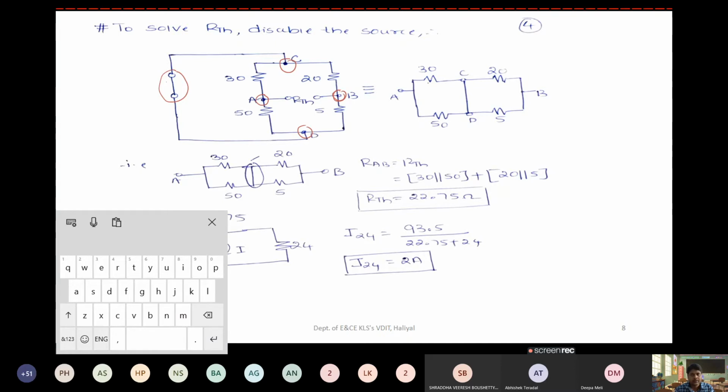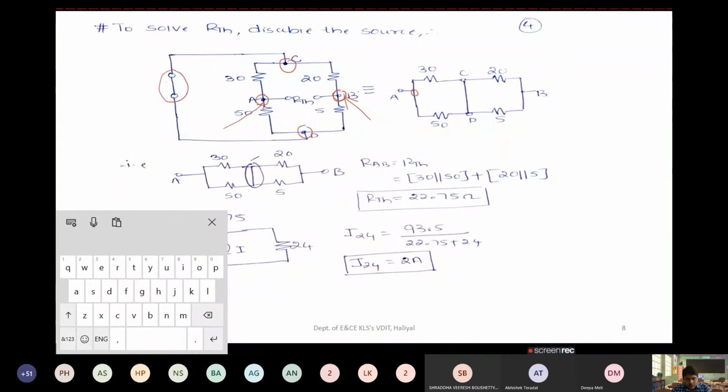You have a 30 ohm resistor. Just write it. And in between C and B, what do you have? A 20 ohm resistor. And in between B and D, you have a 5 ohm resistor. And in between A and D, you have a 50 ohm resistor. Since you are calculating RTH here, it is the same as connecting the voltmeter or ammeter probes here. So you are connecting like this.